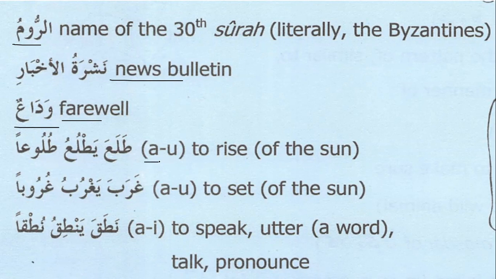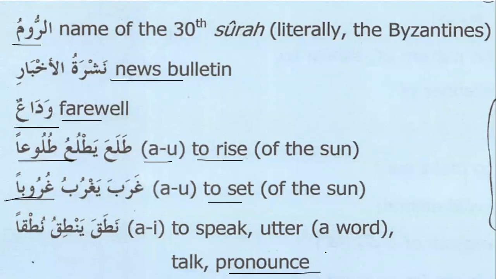Tala'a yatla'u tulu'an, to rise. So it is from Bab Nasara Yansuru. The Sheikh has used A and U. That means this is from Bab Nasara Yansuru. Similarly, we have Gharaba Yaghrubu Ghuruban. So Tulu' and Ghurub. Now we know that these are the, what do we call them? Masadr. Tulu'un wa Ghurubun. To rise and to set. Nataqa yantiqu nutqan. To speak, to utter, and to pronounce.